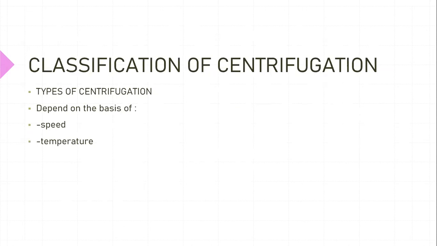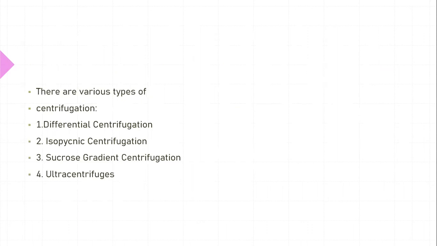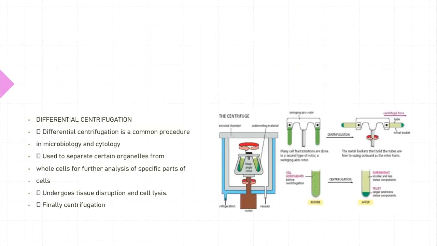Classification of centrifugation. The types of centrifugation depend on the speed of the centrifugal machine and the temperature. There are various types of centrifugation: differential centrifugation, isopycnic centrifugation, sucrose gradient centrifugation, and ultracentrifuges. What is differential centrifugation? It is a common procedure in microbiology and cytology used to separate certain organelles from whole cells for further analysis of specific parts of cells. It involves tissue disruption and cell lysis, and finally centrifugation.